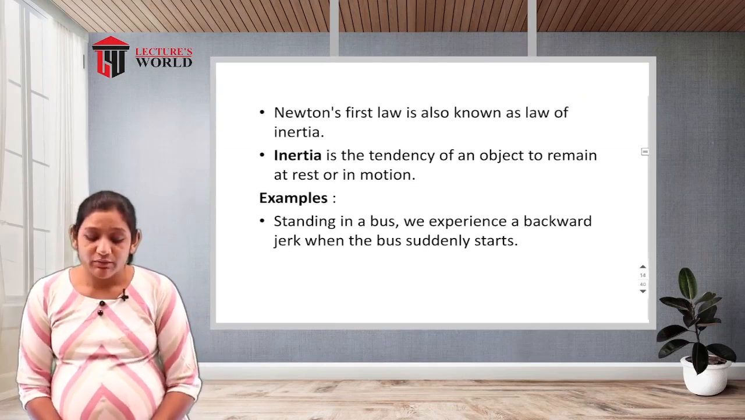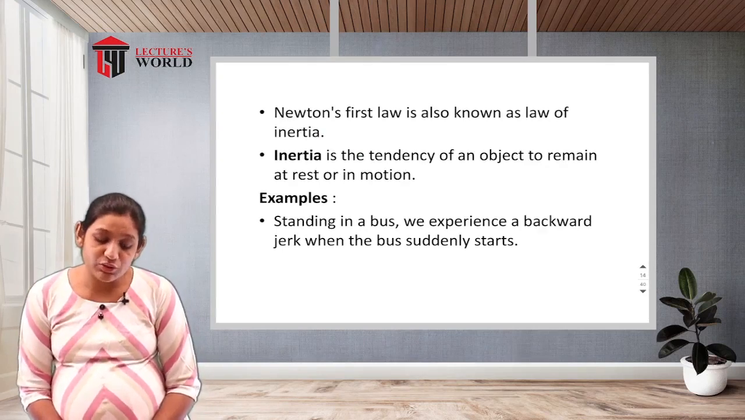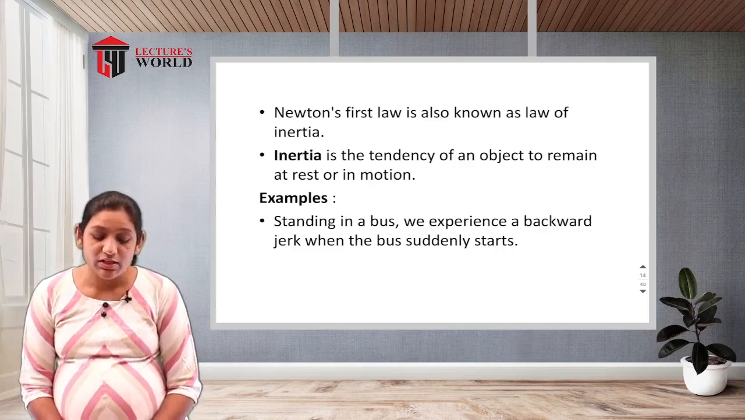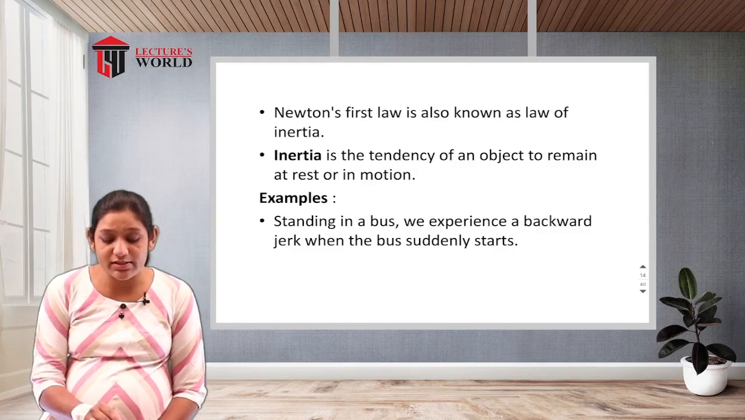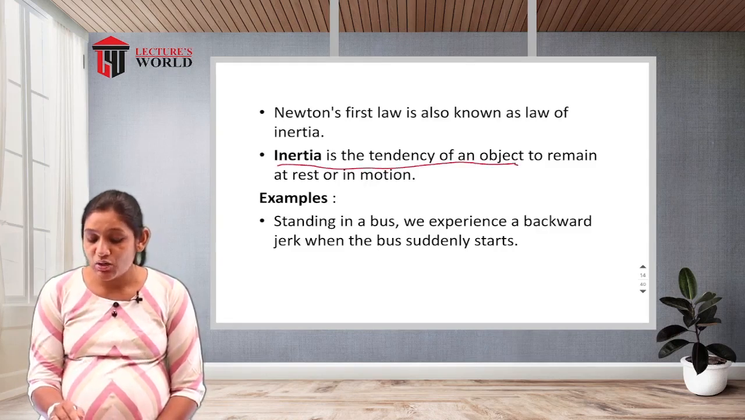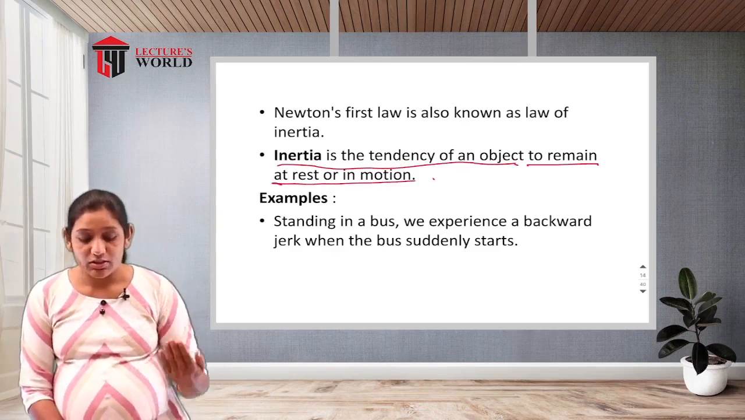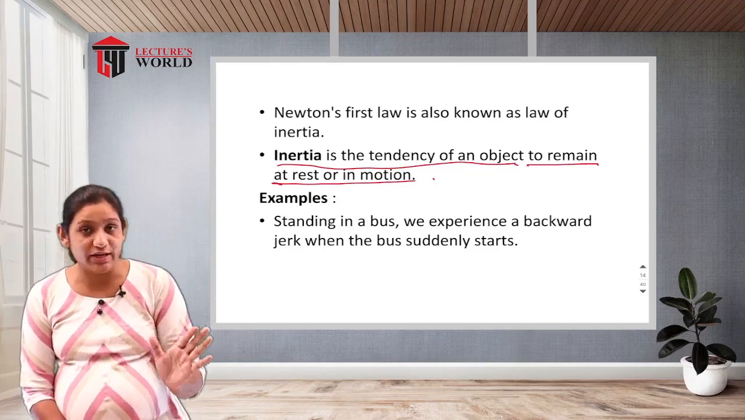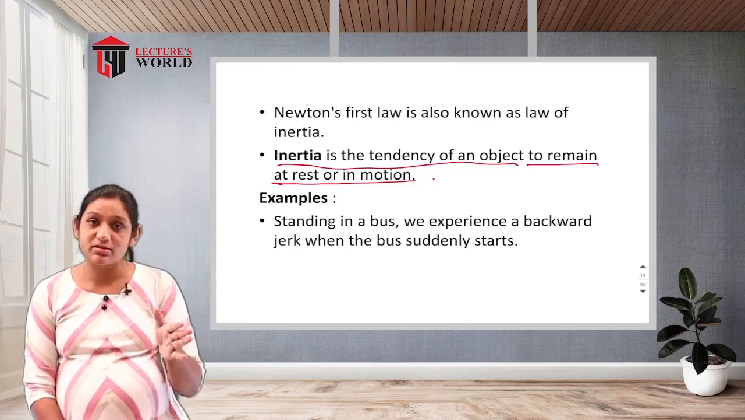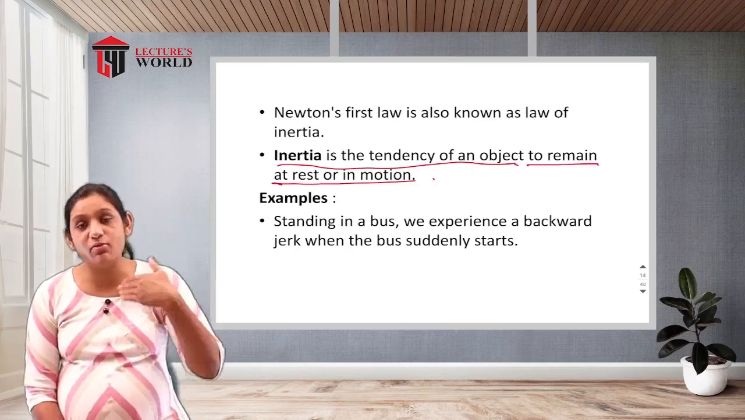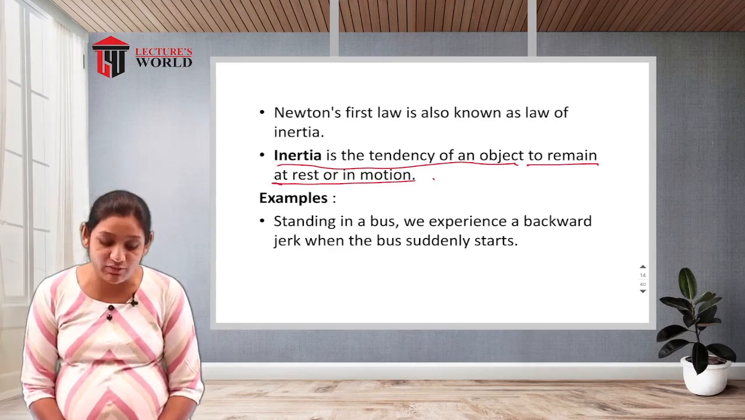Next, Newton's first law is also known as the law of inertia. What is inertia? Inertia is the tendency of an object to remain at rest or in motion. Whatever the tendency of the object, at rest it stays at rest, in motion it stays in motion. This is called the inertial factor.